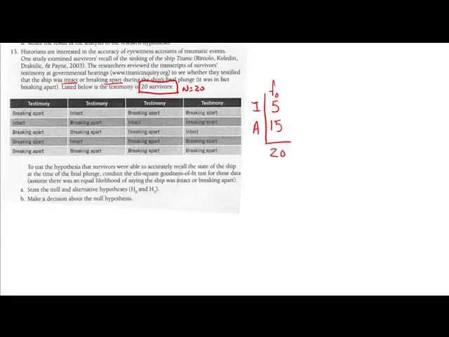Test the hypothesis that survivors were able to accurately recall the state of the ship at the time of the final plunge. Conduct the chi-square goodness of fit test for these data. Assume that there's an equal likelihood of saying the ship was intact or breaking apart. So if there's an equal likelihood and we have 20 people, we would expect 10 to say that it was intact and 10 to say it was apart.